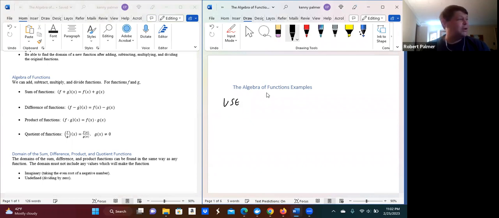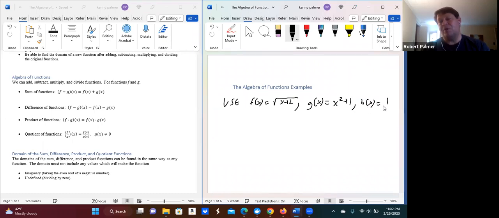So we're going to write down some functions we're going to use. Our function f of x is equal to the square root of x plus 2. We have a function g of x, which is equal to x squared plus 1. And finally, a function h of x, which is equal to 1 over x minus 1.